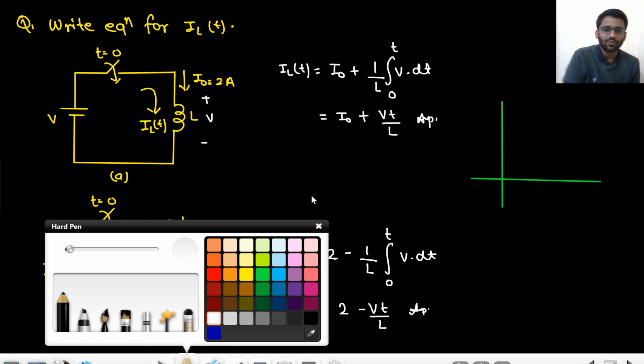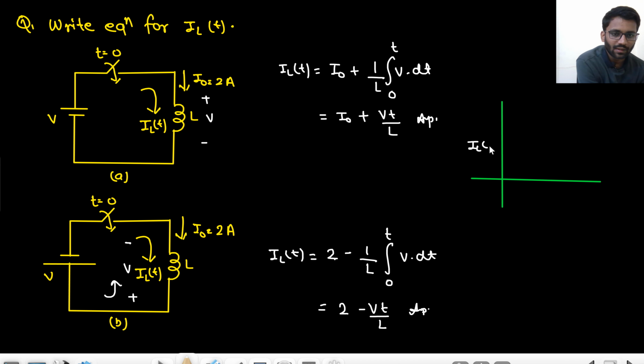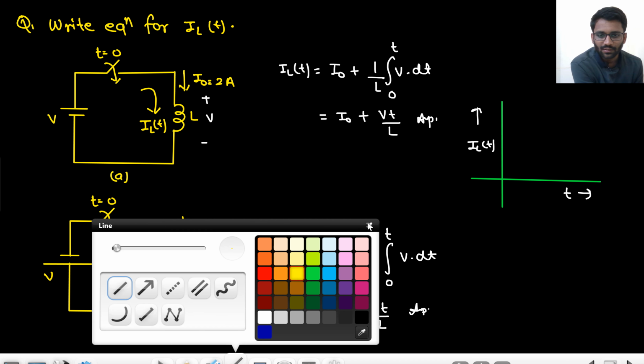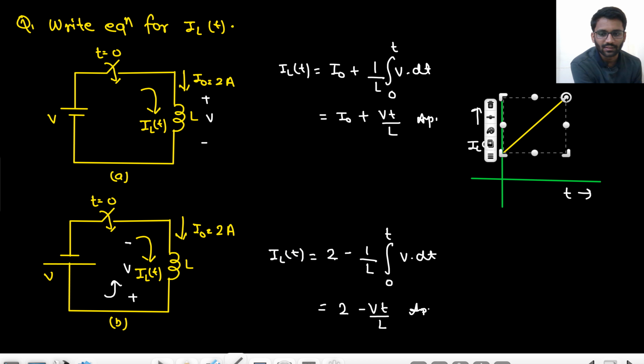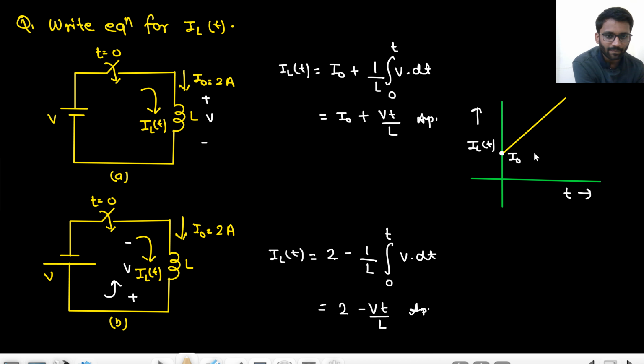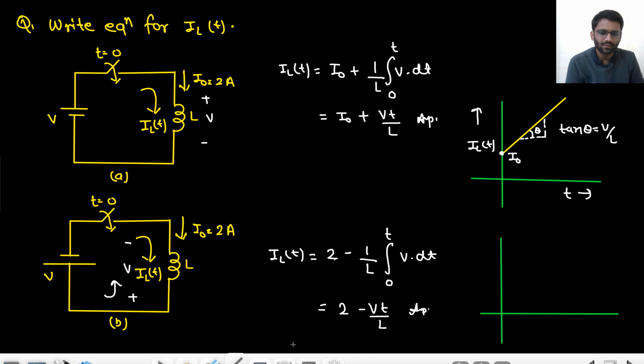So here what will be the graph of iL(t)? Initially I note the current and then it is increasing linearly. Why linearly increasing? With the slope of V by L. Right? Increasing, but increasing linearly.